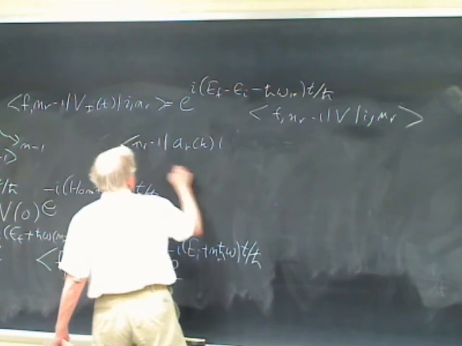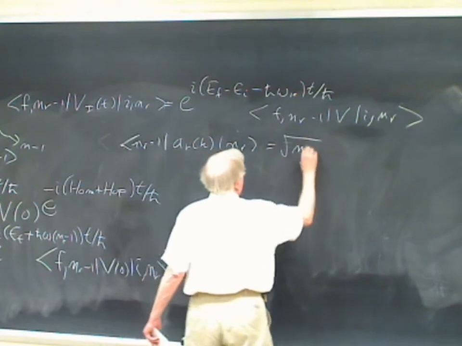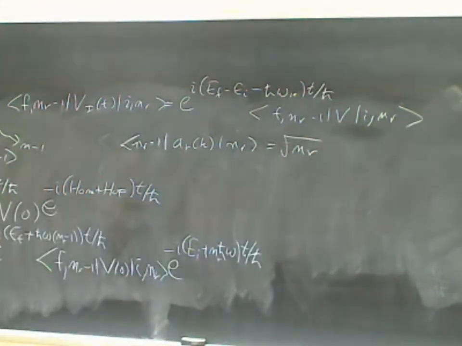N sub R minus 1, N sub R is just equal to the square root of N sub R, for this mode over here. That is to say, we don't have any photons that have any other polarization or momentum in that state.